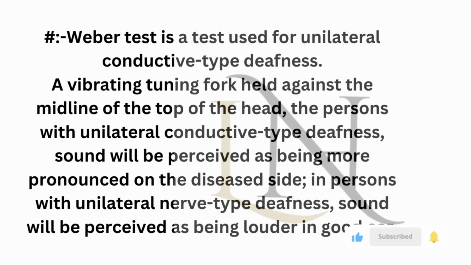Weber's test is used for unilateral conductive type deafness. A vibrating tuning fork is held against the midline of the top of the head. In persons with unilateral conductive type deafness, sound will be perceived as more pronounced on the diseased side. In persons with unilateral nerve type deafness, sound will be perceived as louder in the good ear. Now we will move to next MCQ.